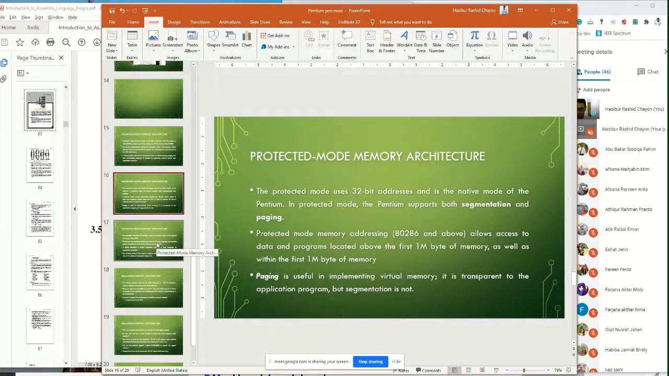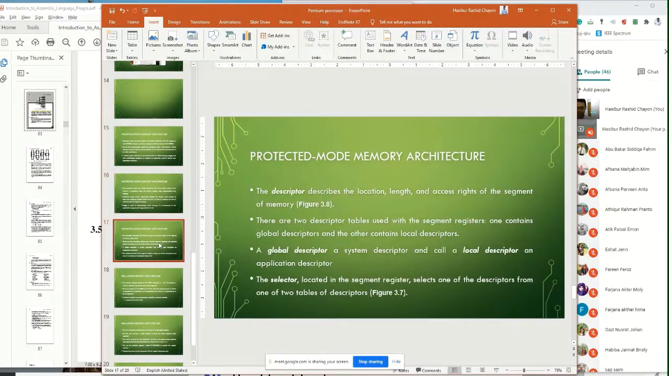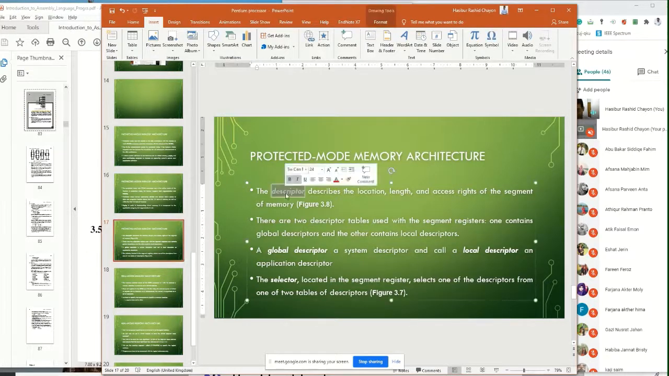And in this protected mode, there are so many other things, but I'm just giving you two important pieces of information. One is the descriptor, another one is the selector. Let me show you one picture from the book.